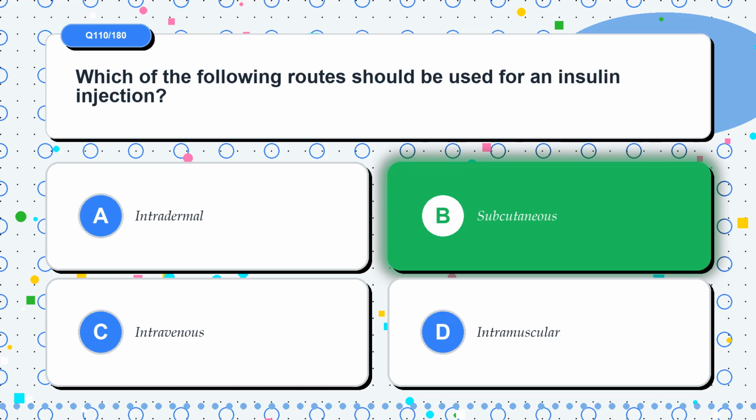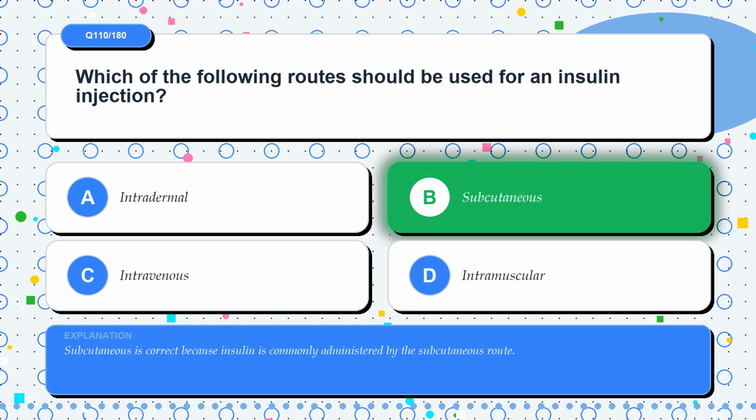The correct answer is option B, subcutaneous. Subcutaneous is correct because insulin is commonly administered by the subcutaneous route.